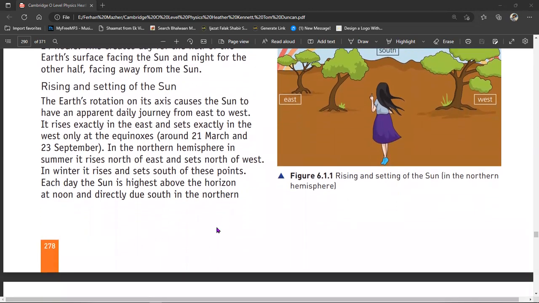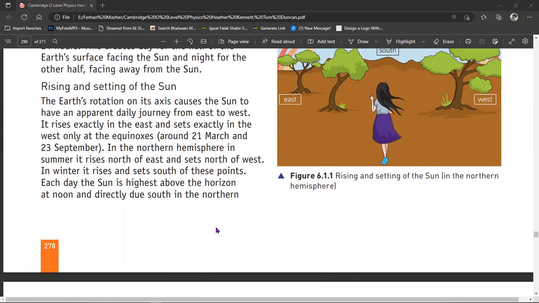Rising and setting of the sun. The Earth's rotation on its axis causes the Sun to have an apparent daily journey from east to west. It rises exactly in the east and sets exactly in the west only at the equinoxes, around 21st March and 23rd September. In the northern hemisphere in summer, it rises north of east and sets north of west. In winter, it rises and sets south of these points.